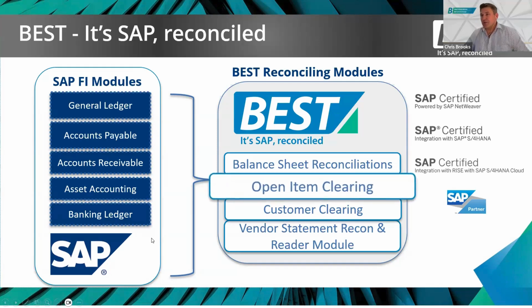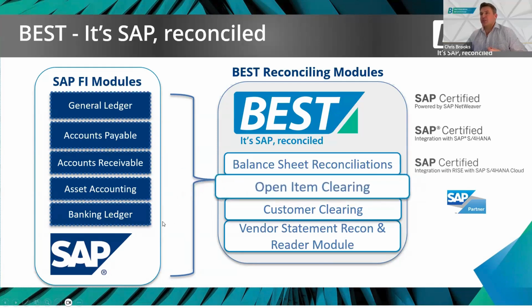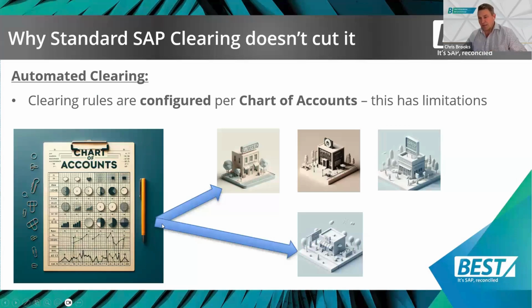But like I said, we're going to be focusing on the open item clearing module. And I guess I'm going to start to just explain why we actually created an open item clearing module. Because everyone thinks, well, I can clear open items in SAP. I have automated clearing. I have manual clearing. So why the need for a Best module? And this is really born out of, like I said, my frustrations.